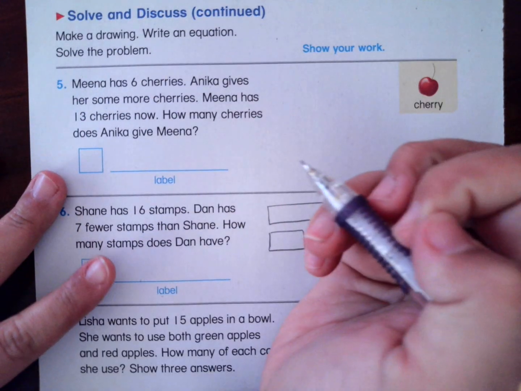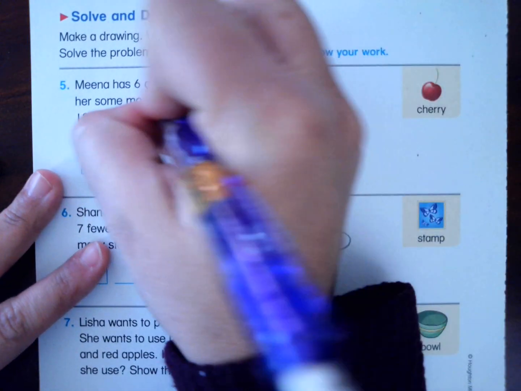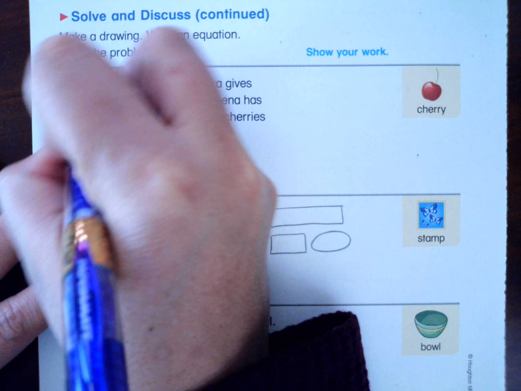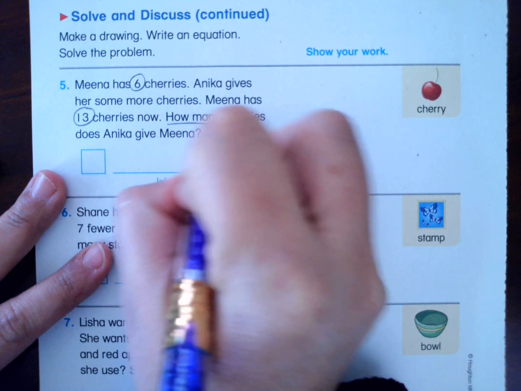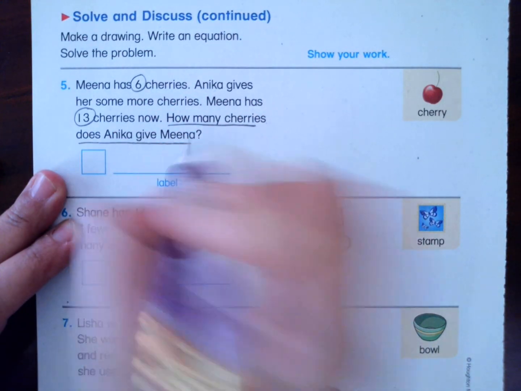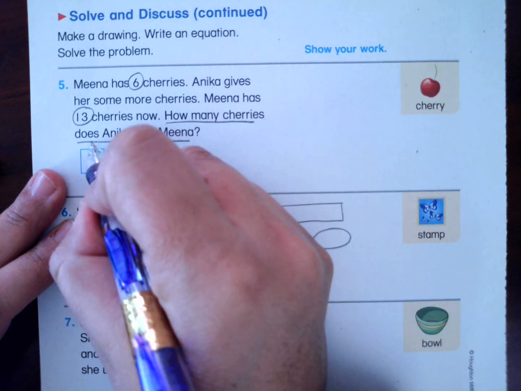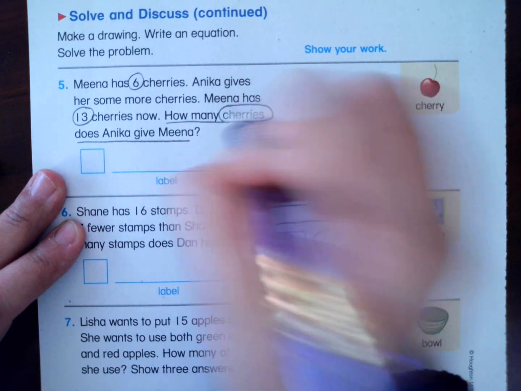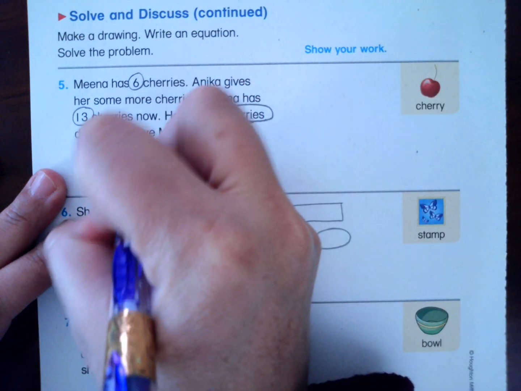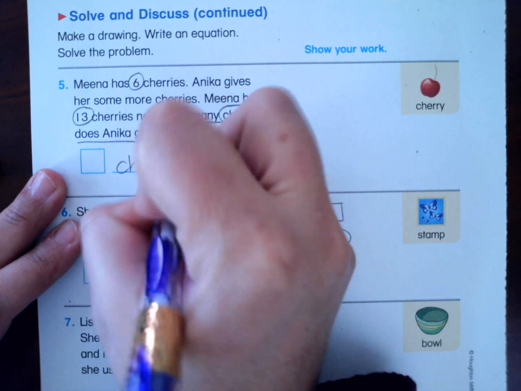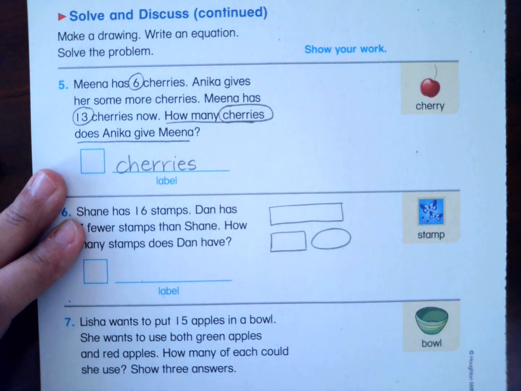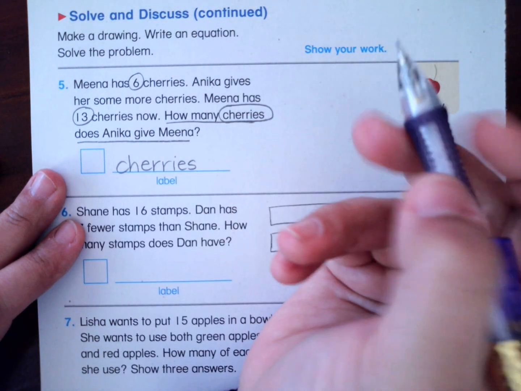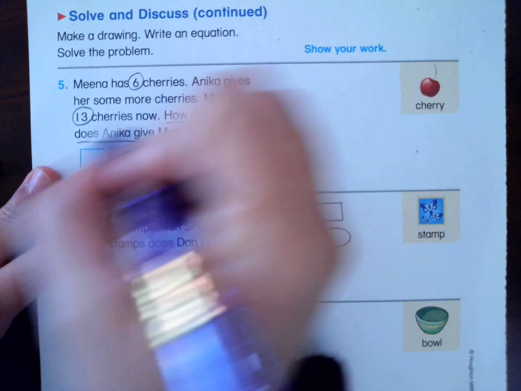So on number 5, I see the number 6 and I see the number 13. I underline my question of how many cherries does Anika give Mina. I see the word cherries right after how many, so that tells me that is my label. And now I'm going to write my equation. I didn't box any clue words. First, I'm going to box my clue words.